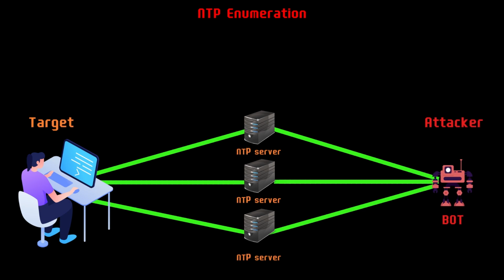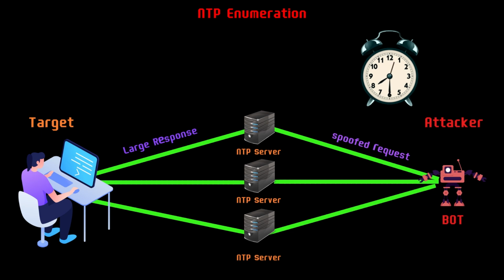NTP is a UDP-based protocol that is used to synchronize computer clocks on the internet. Attackers exploit it to amplify DDoS attacks. The process of an NTP amplification attack is divided into 5 steps. Number 1, the attacker spoofs the victim's IP address and sends a small UDP request to a vulnerable NTP server.